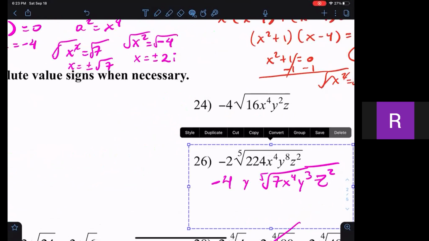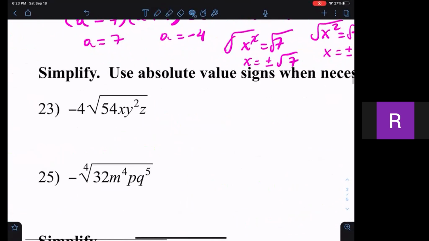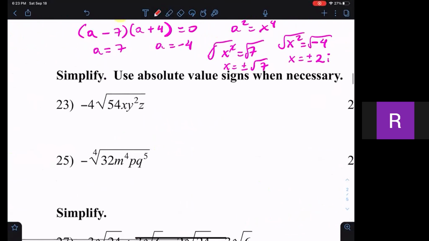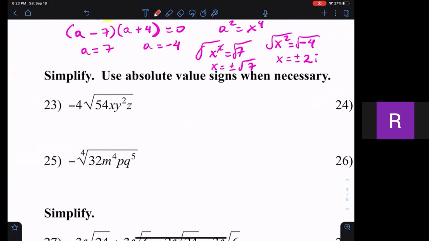Let me erase this stuff. Okay, here. We need to simplify this thing, right? And they say use absolute value if necessary, right? So this is going to be -4, 9 times 6, right? That's 54, x, y squared, c.